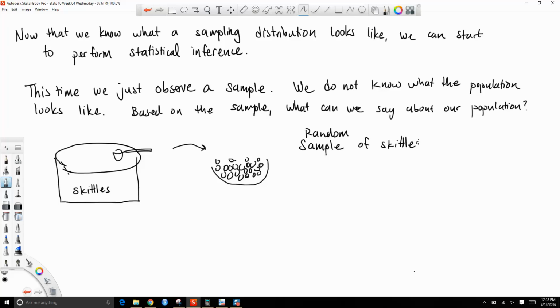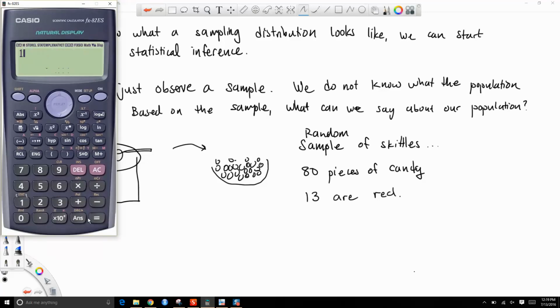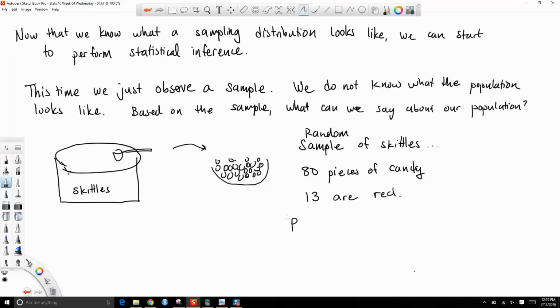Let's say you have 80 pieces of candy, and let's say 13 are red. Okay, so 13 pieces are red. So what is that sample proportion? 13 divided by 80 is, what is that? That's 0.1625. So your p-hat is 13 over 80, 0.1625 of your sample is red.